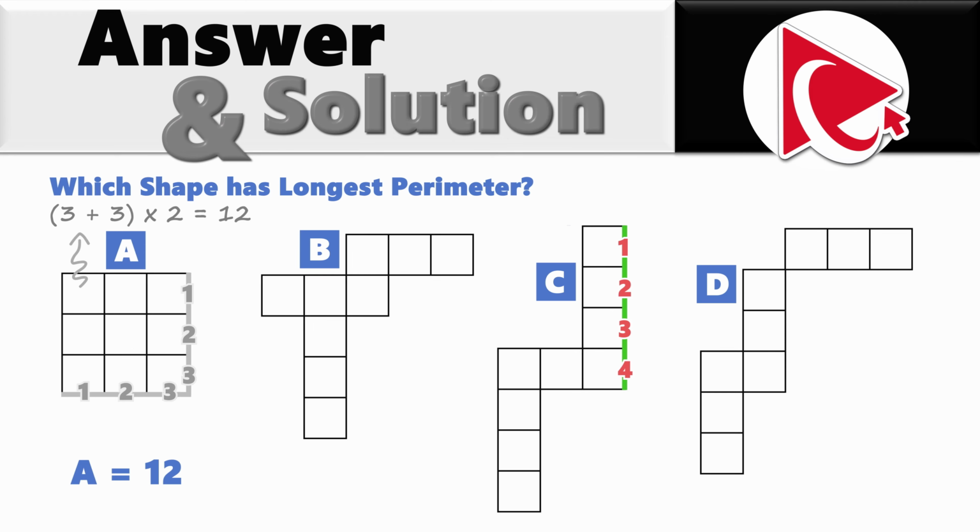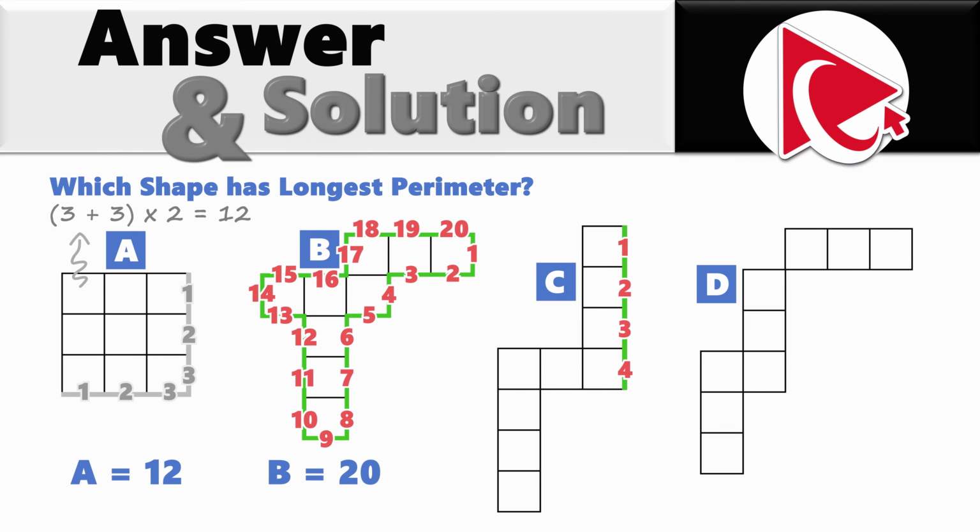Let's do it together. 1, 2, 3, 4, 5, 6, 7, 8, 9, 10, 11, 12, 13, 14, 15, 16, 17, 19, and 20. So perimeter for shape B consists of 20 units. Same thing is for shape C.